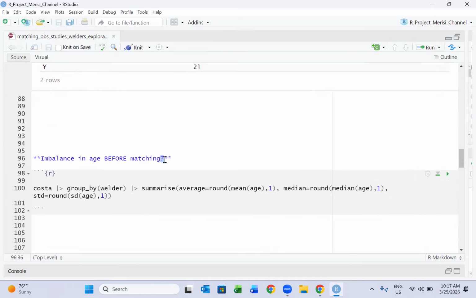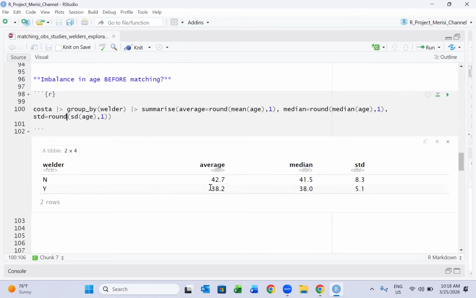What I'm going to do, as I told you earlier, is compute exploratory statistics. For this, I'm going to apply the group by function to the welder column, so I group by welder status. I'm going to get two groups, welders and non-welders. For each group, I'm going to compute a few summary statistics like the mean, the median, and the standard deviation for each of the two groups.